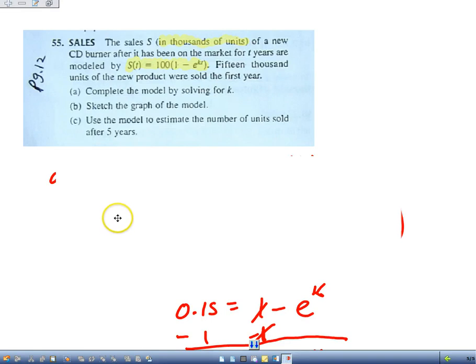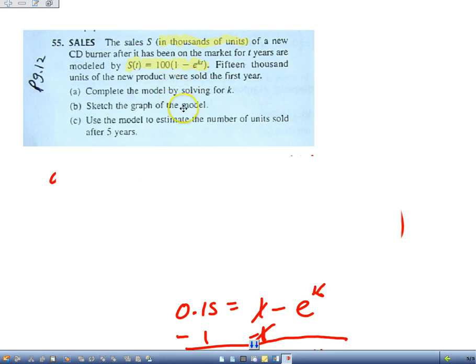Hello class. In this video I would like to go over problem 55, which is in our packet on page 12. This problem has to do with sales, and it reads, the sales S, which is in thousands of units, of a new CD burner after it has been on the market for t years is modeled by S of t equals 100 times the quantity 1 minus e to the kt. It also says that 15,000 units of the new product were sold in the first year.